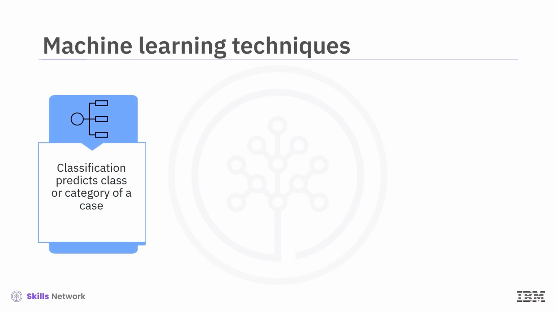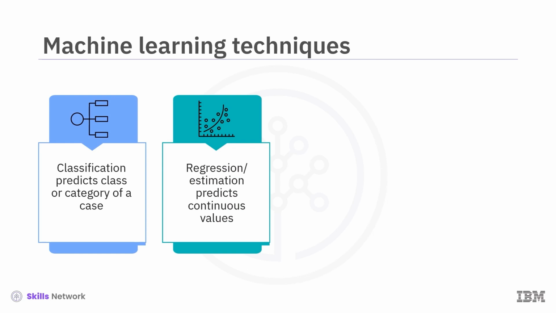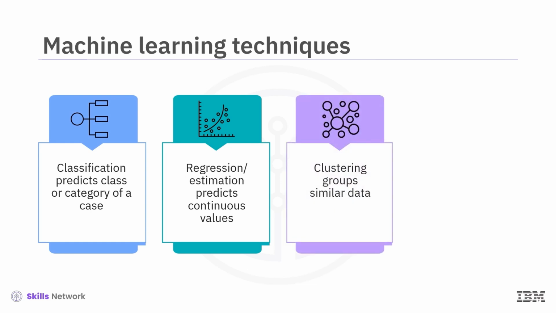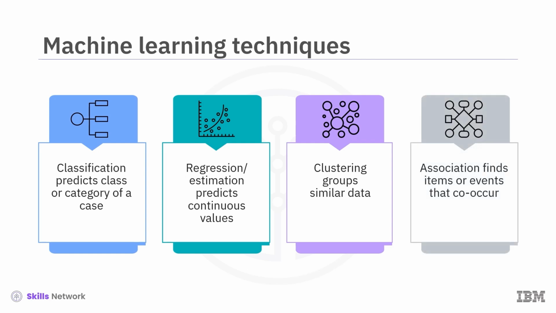A classification technique is used to predict the class or category of a case, such as whether a cell is benign or malignant or whether a customer will churn. The regression/estimation technique is used to predict continuous values, such as the price of a house based on its characteristics or the CO2 emissions from a car's engine. Clustering groups similar cases, for example, can find similar patients or can be used for customer segmentation in the banking field. The association technique is used to find items or events that often co-occur, such as grocery items usually bought together by a particular customer or market segment.